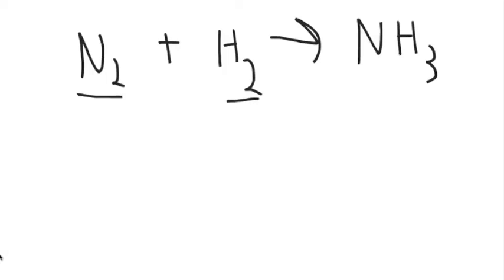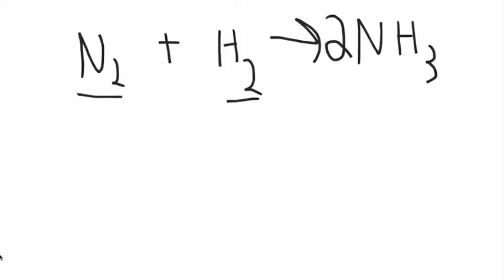Now, when it comes to balancing an equation, we're going to make sure that the same amount of atoms are on each side of the equation. On the left side over here, we've got 2 atoms of nitrogen. But on the right side, we've only got 1 atom of nitrogen. So what we have to do is make 2 atoms of nitrogen appear on the right. And the way we're going to do that is by multiplying nitrogen by 2.